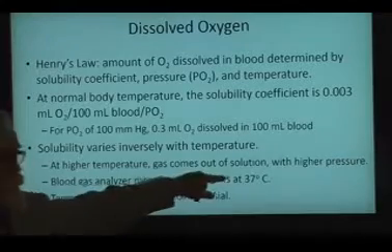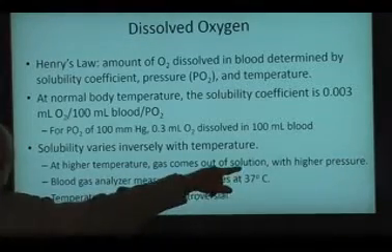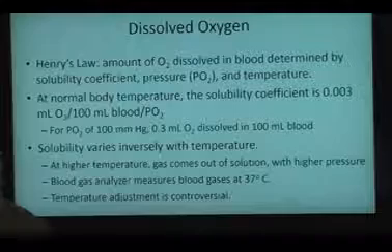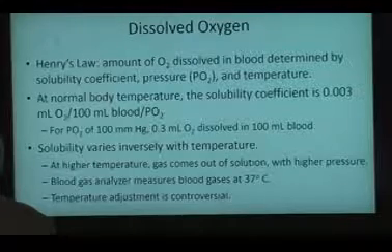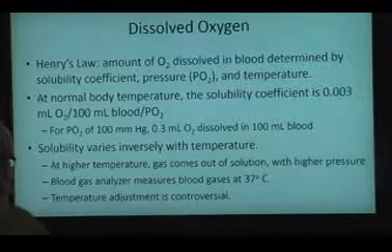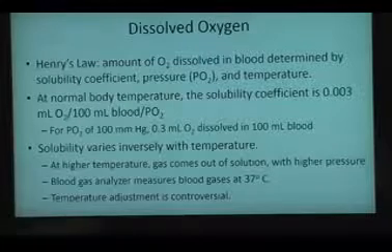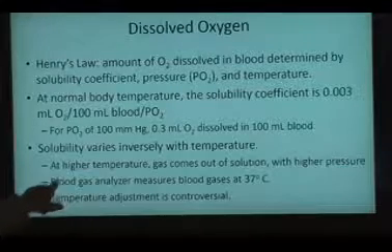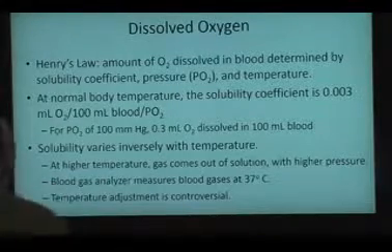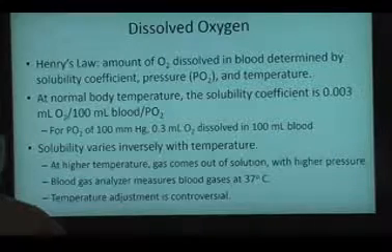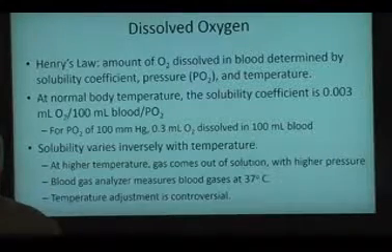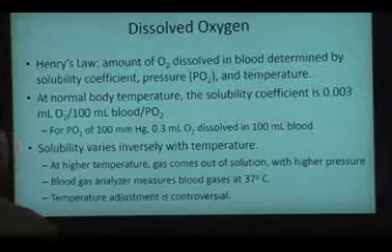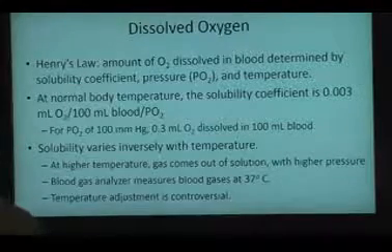So if the patient's temperature is greater than 37, at the higher temperature, more gas will come out of the solution and the PO2 in the patient will be greater than in the blood gas analyzer. On the other hand, if the patient is hypothermic, then there will be more gas that will go into solution, so the PO2 in the patient would be less than what is measured in the blood gas analyzer.